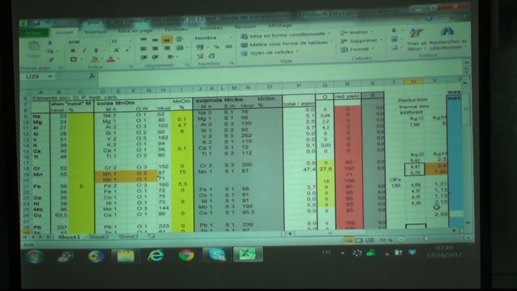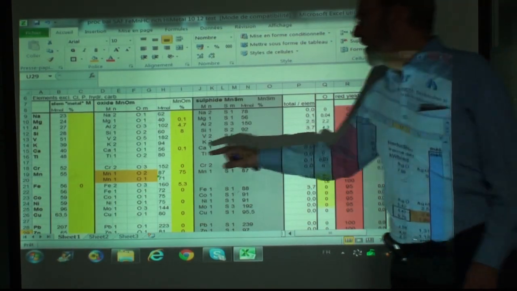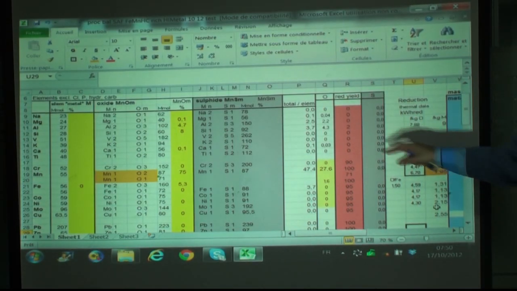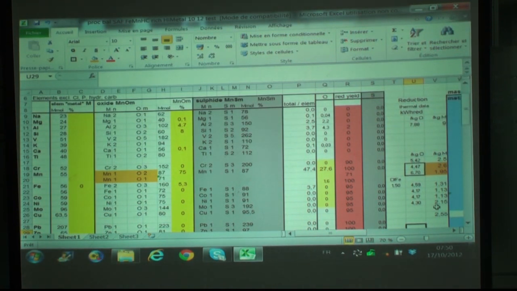For manganese, things are not simple, because when starting from MnO2 to MnO, the reduction heat per kilo manganese is 2.6, and for the step from MnO to Mn, it is only 1.95. So this has to be considered, of course, in the balance.